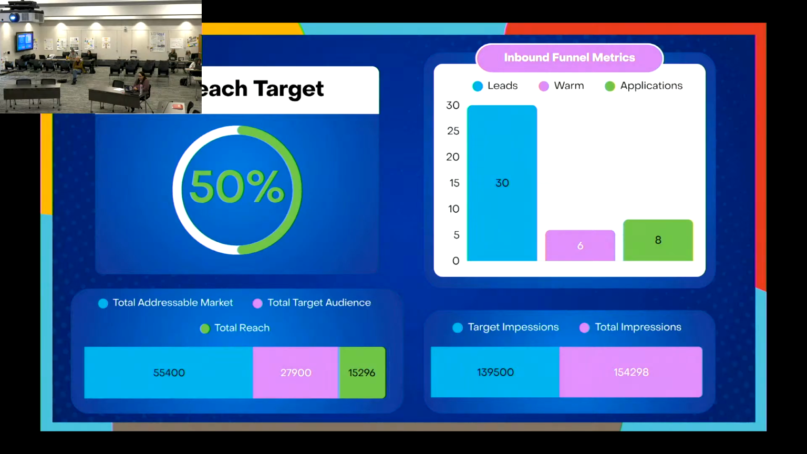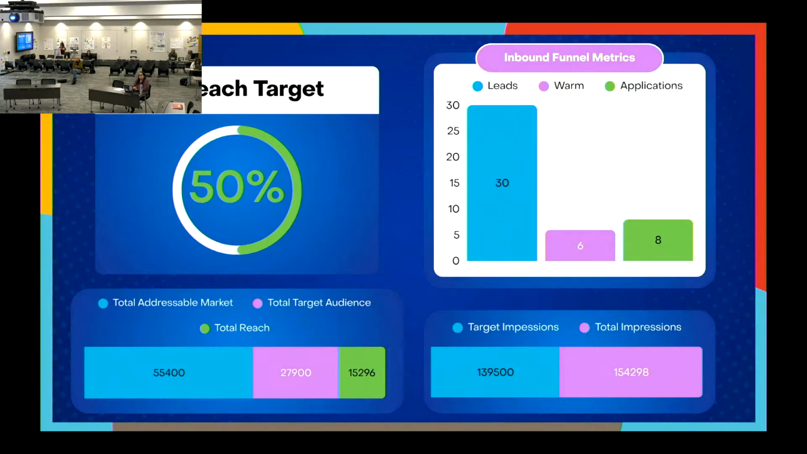As for the impressions, you can kind of see at the bottom, the total reached, that's the families that we have reached, the 27.9, that's the total target audience, and then the total addressable market, that's the amount of families within the area, is 55,000. So about 27,000 of those 55,000 fit in our age range for students.